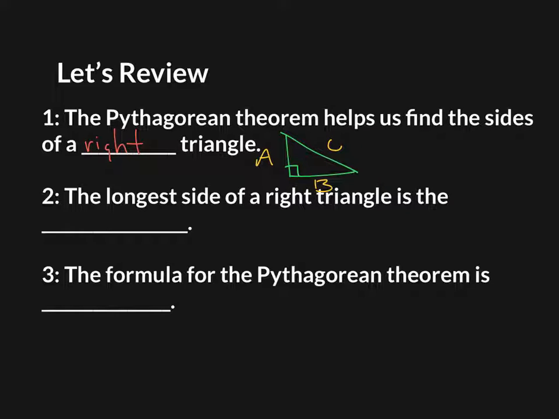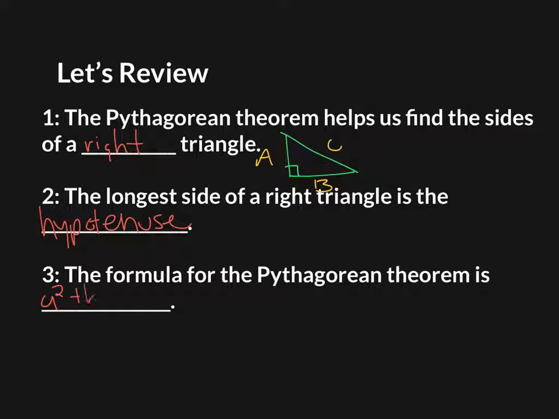So number two, the longest side of a right triangle is the blank. If we look up here at the right triangle that I just drew, C is the longest side, and that is known as the hypotenuse. So we have the hypotenuse of the triangle, which once again is the longest side, and it's always opposite of the right angle.